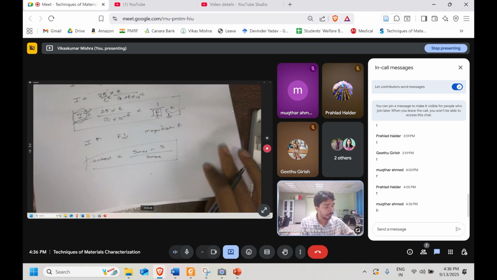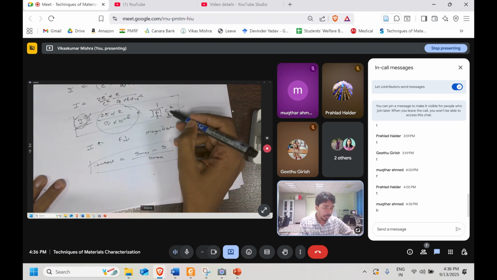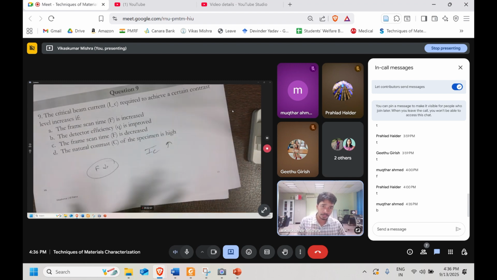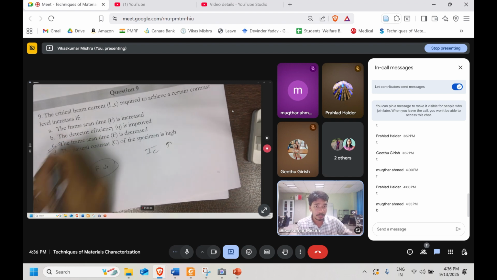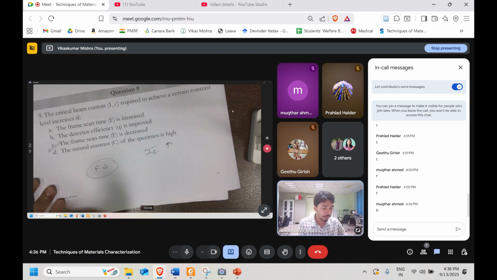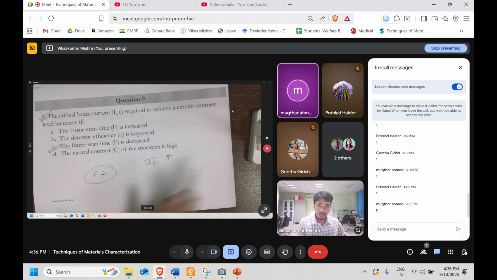From this equation we can say that if I'm increasing the current, and the contrast is already fixed, what does it mean? Only the variable f is left, so it can be done by decreasing the scan time. So option C over here will be the right answer. Okay guys. Yes, Emma, I thought it increased, but it becomes decreased. We are talking about the scan time.